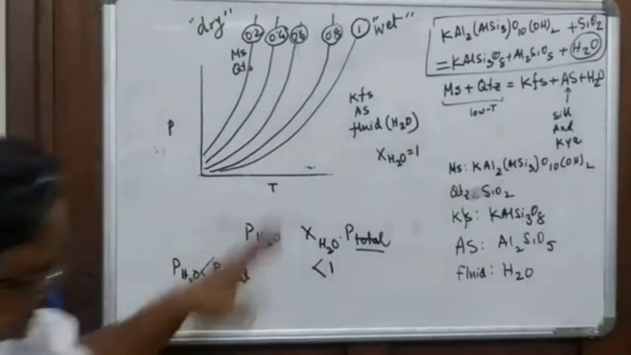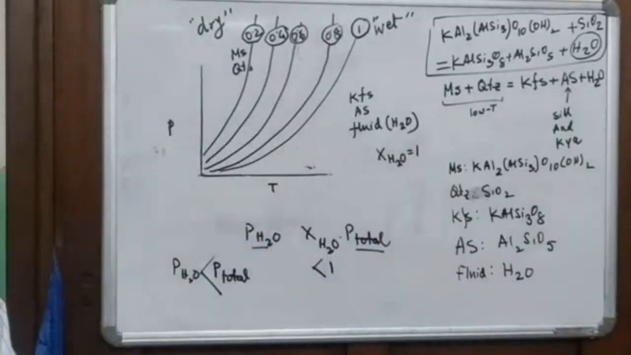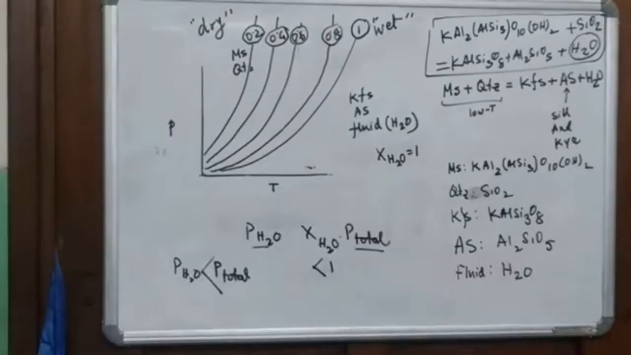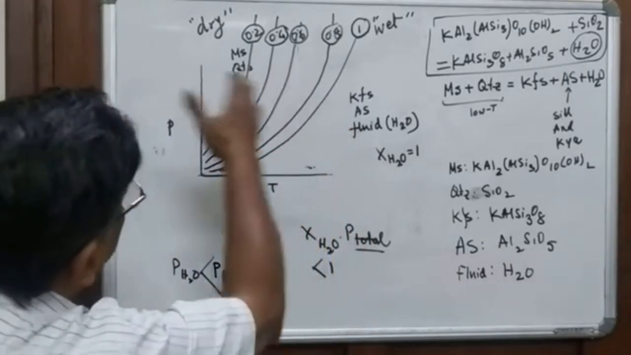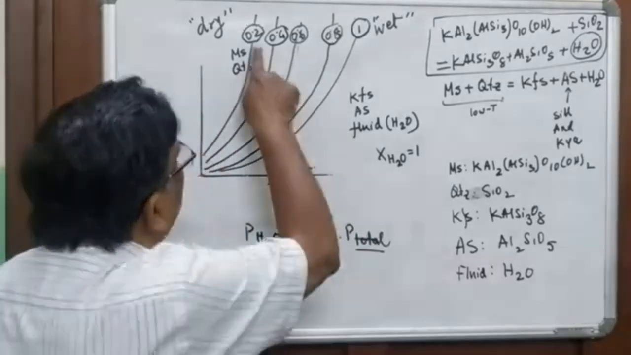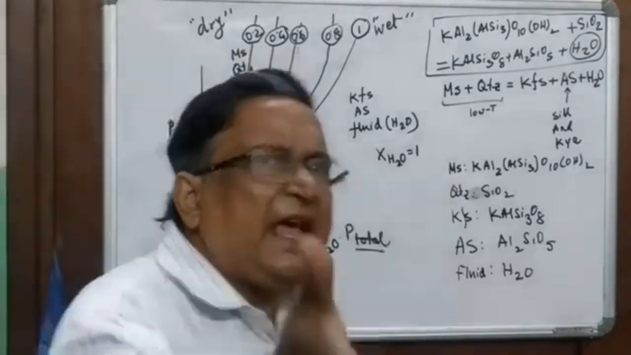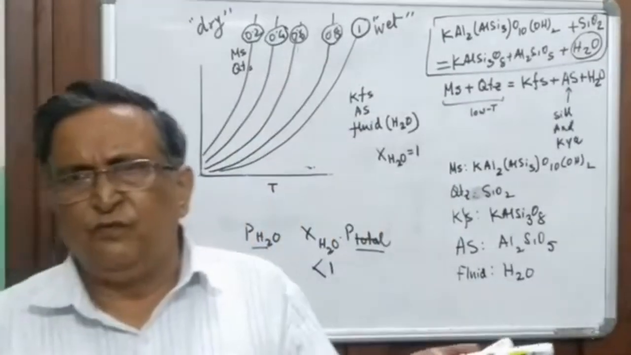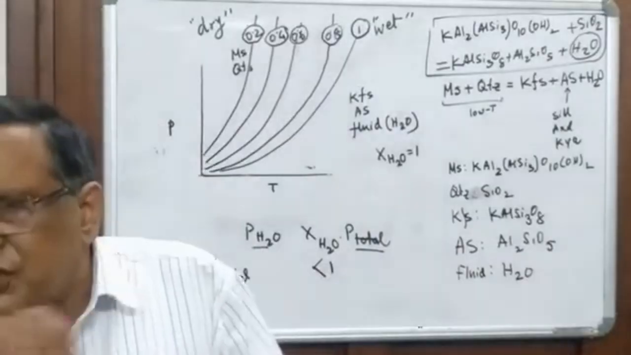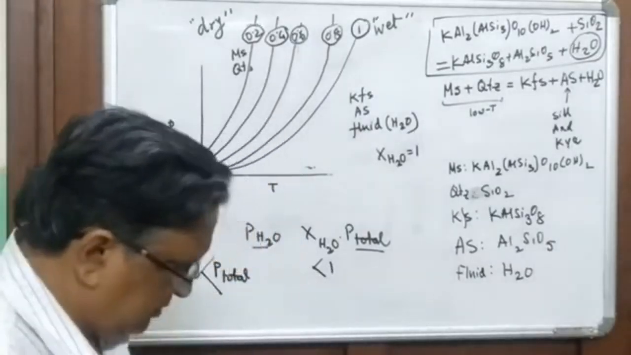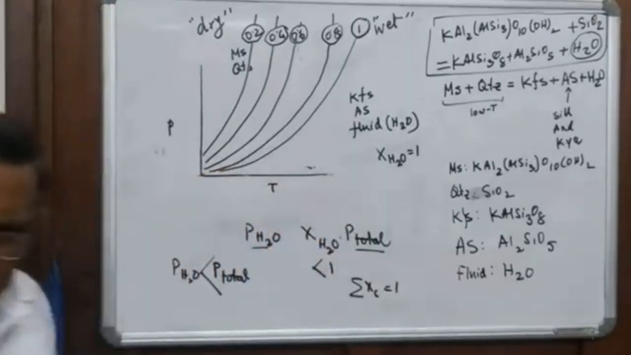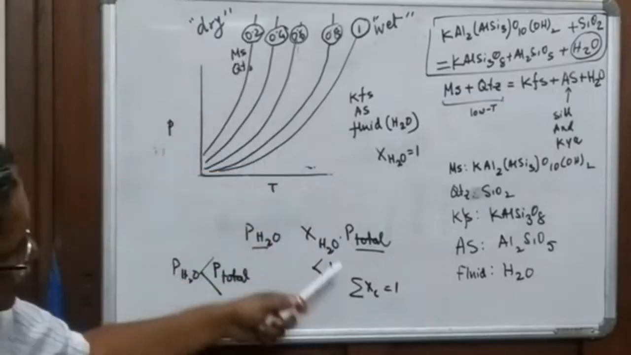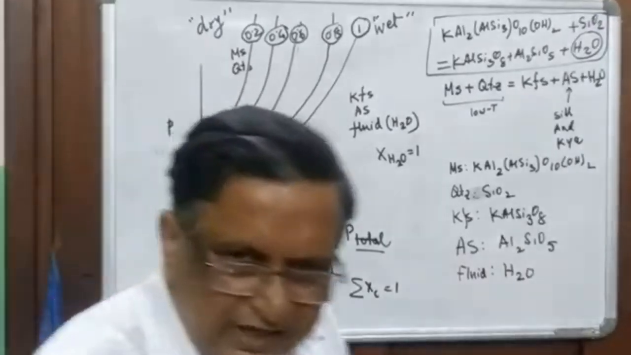Now, you might be wondering, if you have a fluid and you're reducing XH2O, fine, the curve moves this way. But say, for example, when XH2O is 0.2, what else is there? Because for a phase, you should have the summation of sigma xi equal to 1. So if your XH2O is 0.2, where is 0.8? What is 0.8?